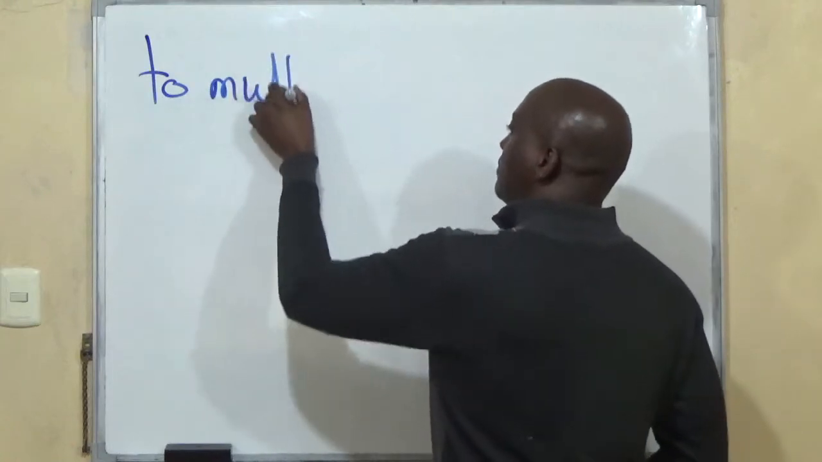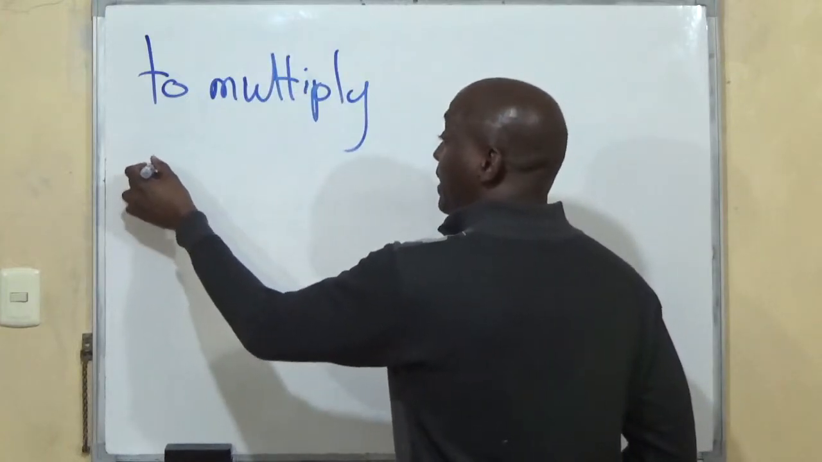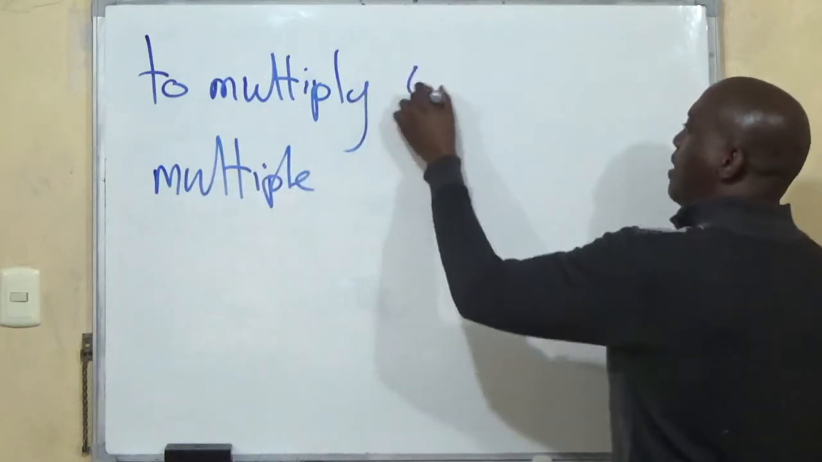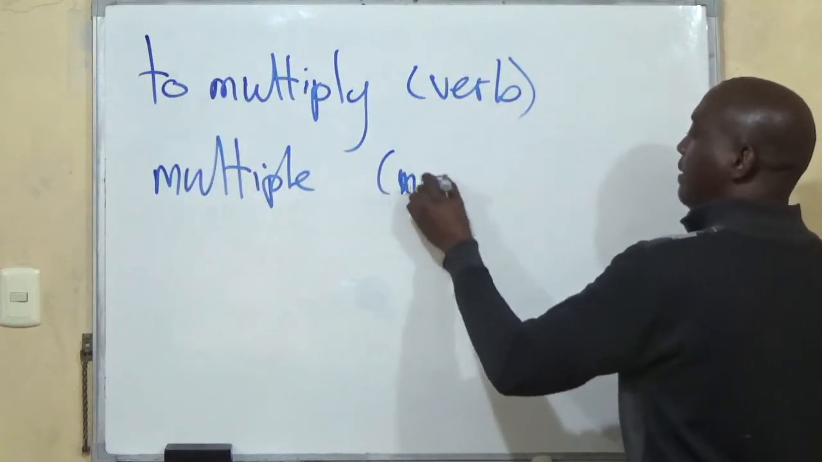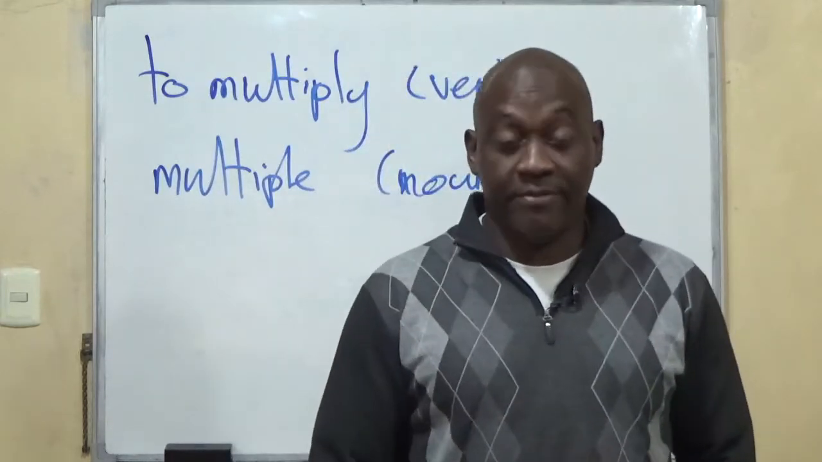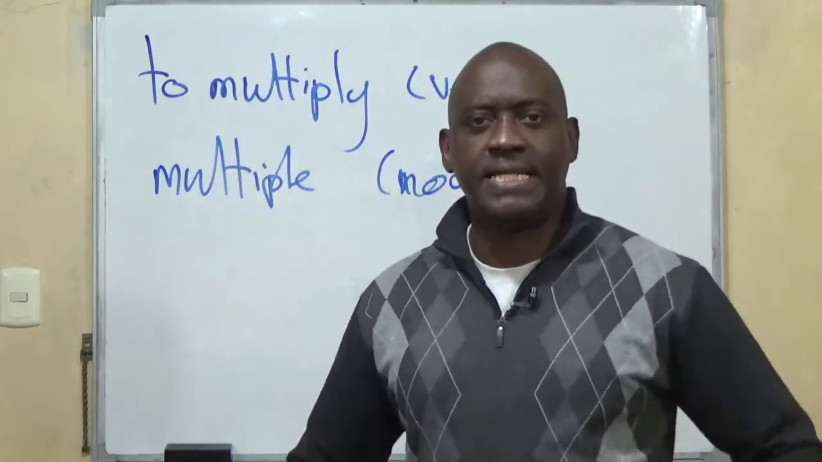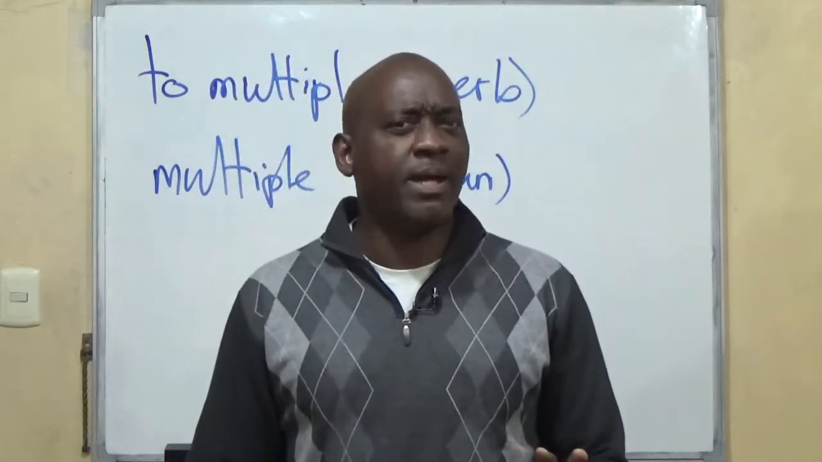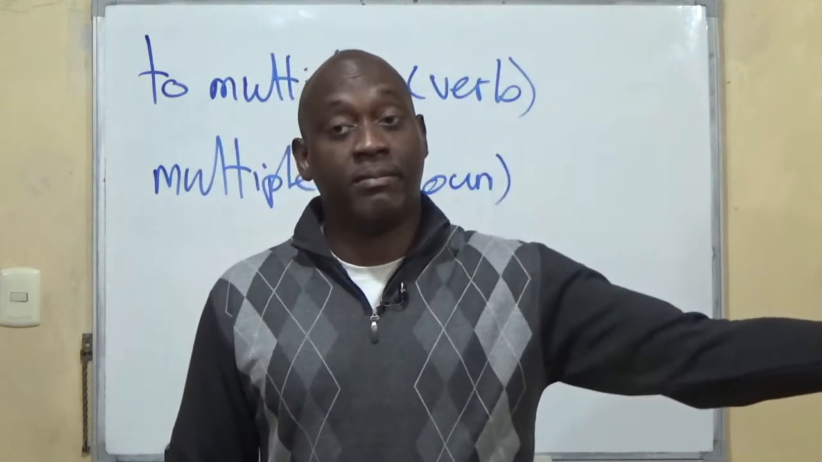Right? So to multiply is the verb. And when you multiply, what do you get? You get a multiple. So to multiply is the verb, and the multiple is the noun. Yeah? So that is as straightforward as you could get in terms of the very basic understanding of what a multiple is. A multiple is something that you get when you multiply. Multiply what? When you multiply any number by another number.